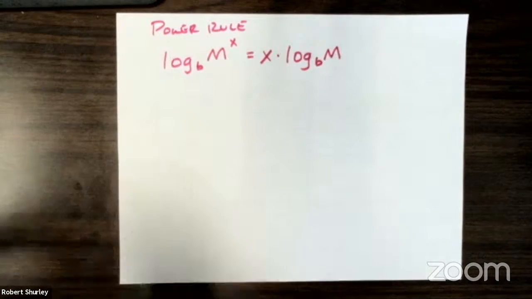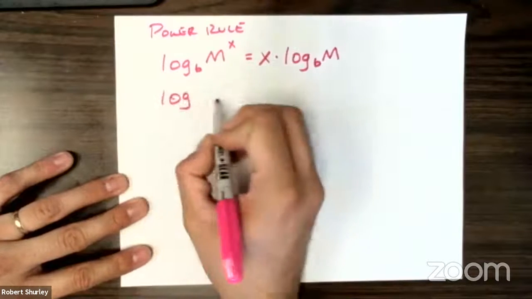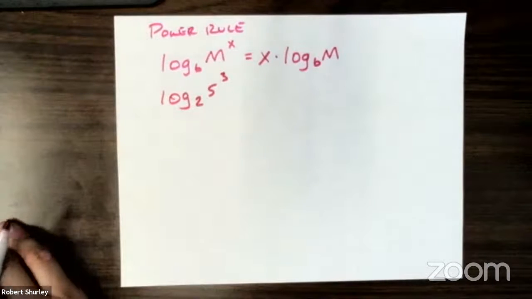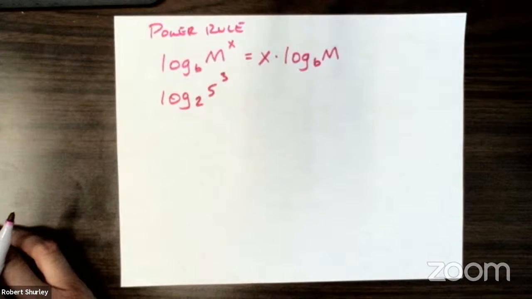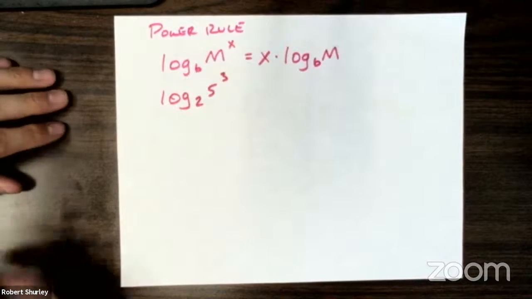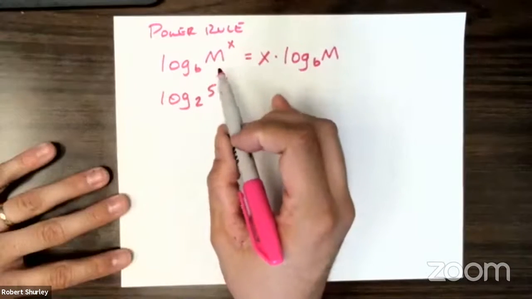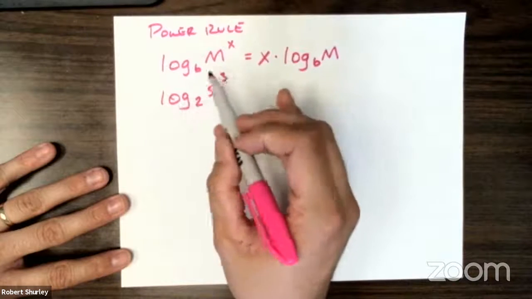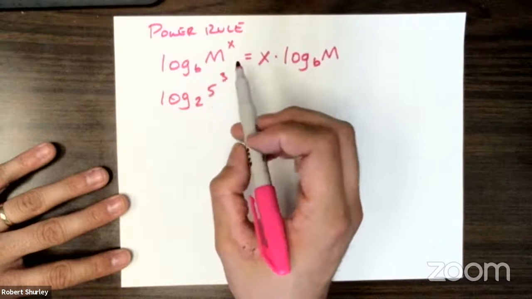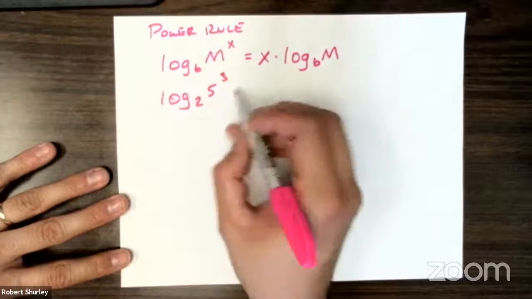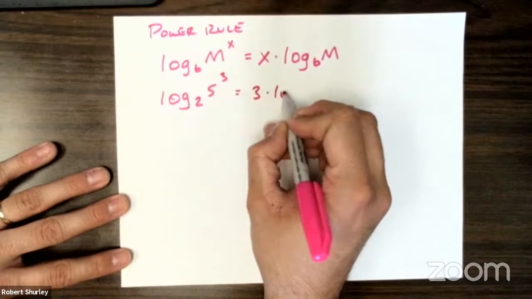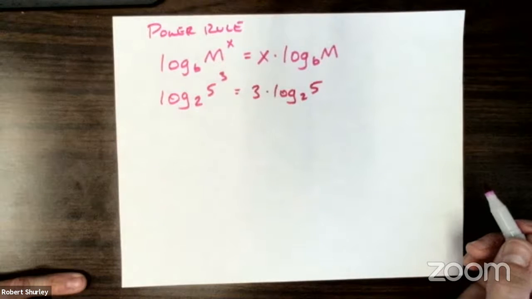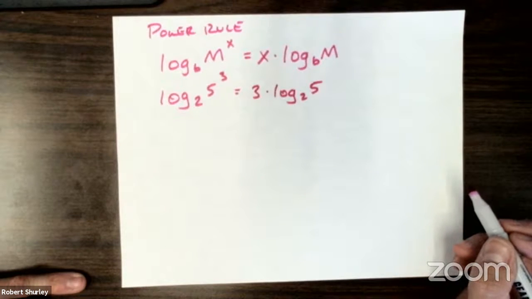So a really basic example of this would be log base 2 of 5 cubed. See how the 2 and the 5 don't match? You can't simplify. You can't say this is 3 because the 2 and the 5 don't match. But you can bring the 3 to the front. So you can say 3 log base 2 of 5.